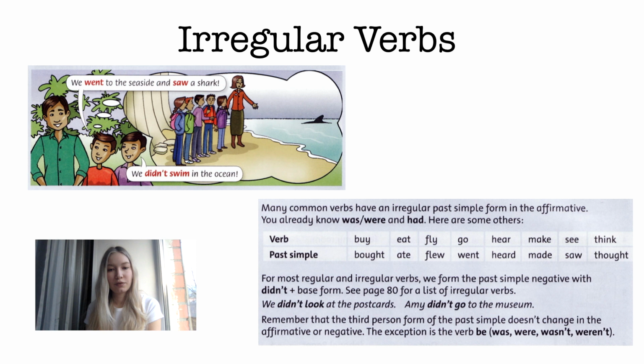And remember that the third person form of the past simple doesn't change in the affirmative or negative. The exception is the verb be. Was, were, wasn't, weren't. В past simple глаголы, за исключением глагола быть, его форм was, were, wasn't, weren't, не меняются по лицам. Никаких дополнительных окончаний не нужно, кроме окончания ed в affirmative.